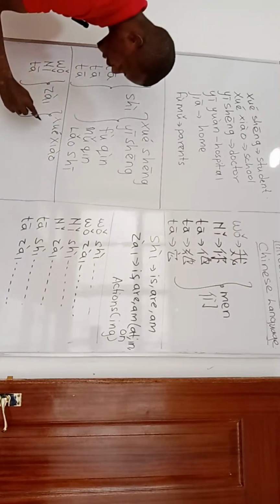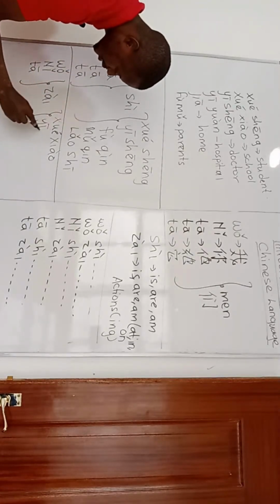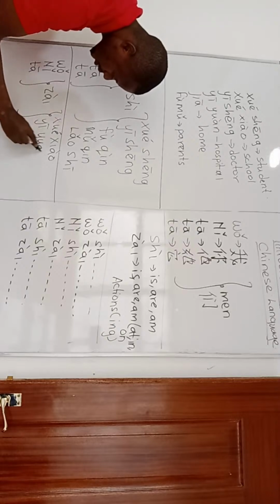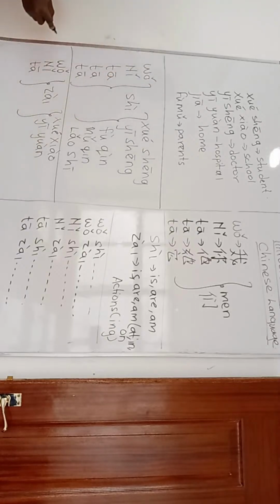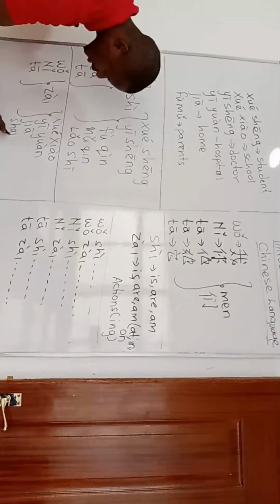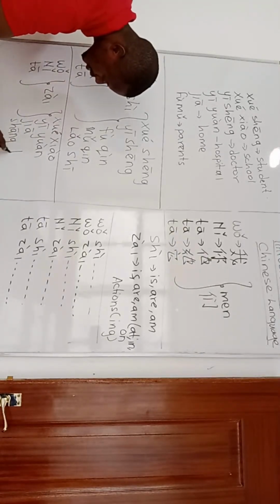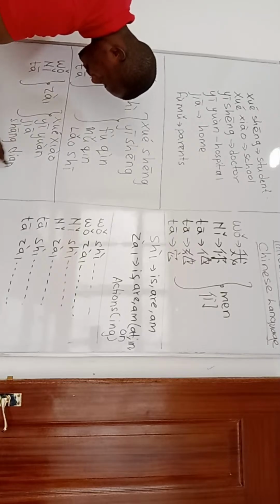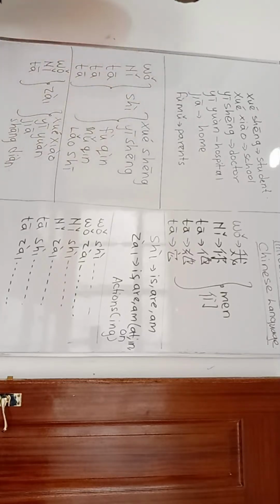Then 我在医院, I'm at the hospital. 我在家, I'm at home. 我在商店 is also okay. You can still say that. The most important part here is the word 在. That is the order. It's a very easy way of making Chinese sentences.